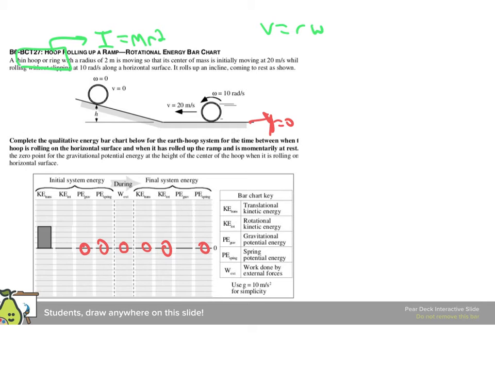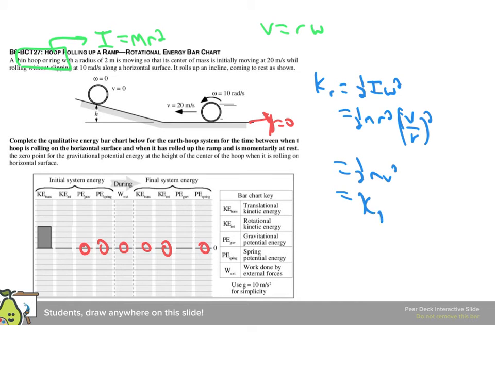The key thing here is how much rotational energy there is. So we say, well, the rotational kinetic energy is 1/2 I omega squared, 1/2 mr squared times (v over r) quantity squared. The r squares cancel. We get 1/2 mv squared. Hey, that's the same as the translational energy. So whatever we had here goes like this.